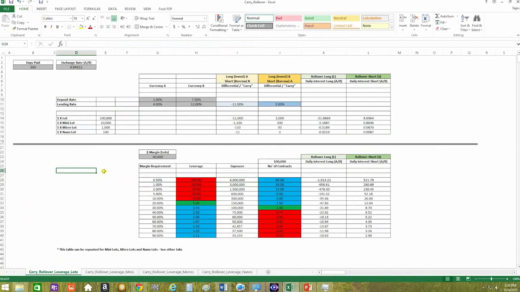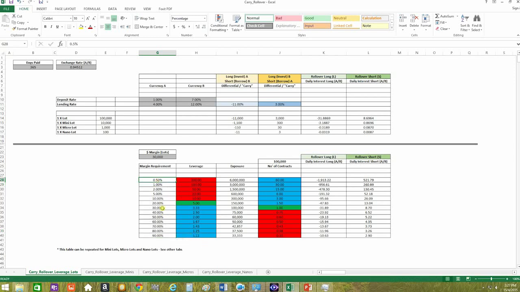And it's a pretty basic, straightforward spreadsheet in terms of the computational methods used. It's all linear. So what we've got is another assumption, and this is the amount of margin that you put in your trading account. And down the left-hand side here, we have the various margin requirements. And we start off with 0.5% margin requirement, which is 200 times leverage, all the way down to 90% margin requirement, which is basically almost 1-for-1.